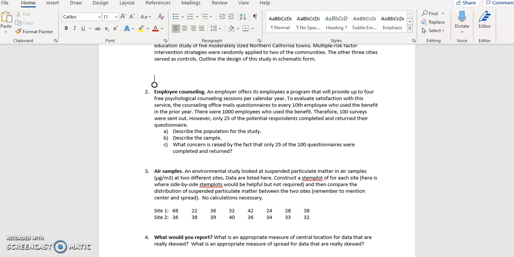The other thing students have trouble with in Part C on number 2 is what concern is raised by the fact that only 25 of the 100 questionnaires were completed and returned. Don't just say this is going to skew the results. Writing that is just a cop-out. What does it mean when you skew the results? How is it going to skew the results? Make calculations inaccurate? You can mean several things.